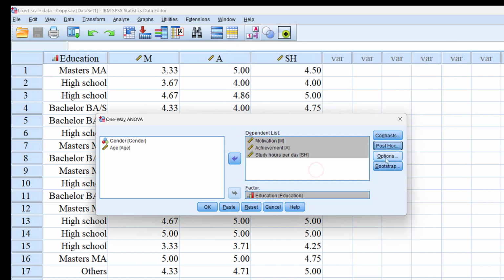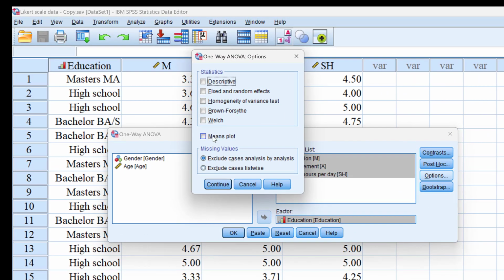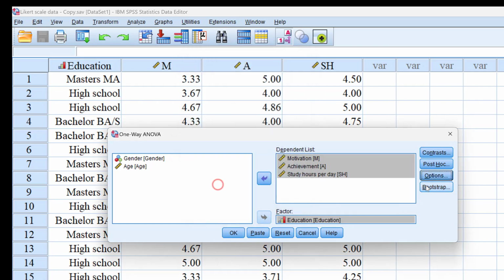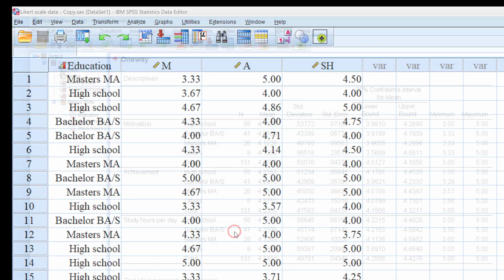So let's continue, and we go to Options, and we need to visualize the differences using means plots, and we can also include descriptive stats. So here we can also add some assumptions like the homogeneity of variance, etc. And then we click Continue and OK.